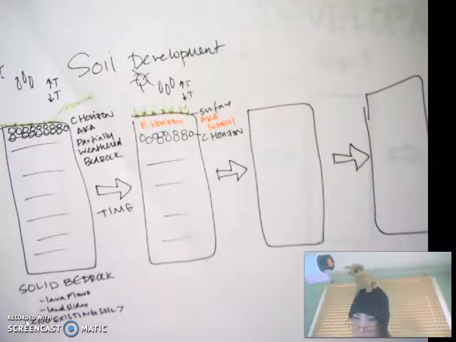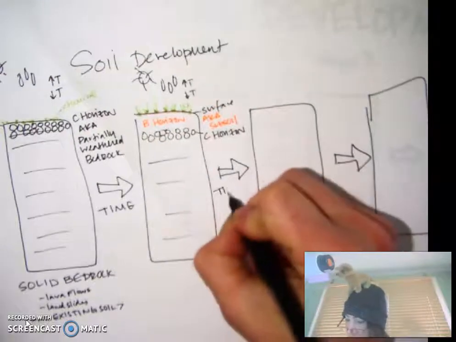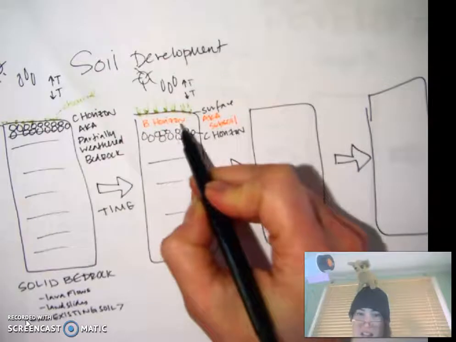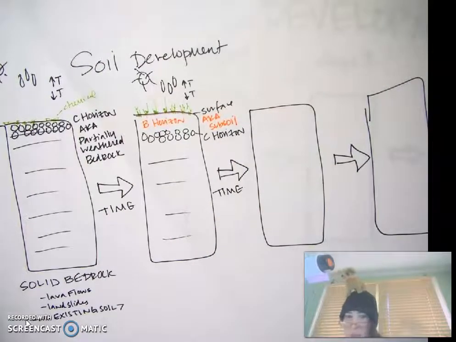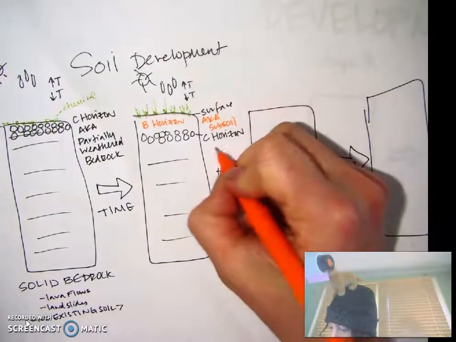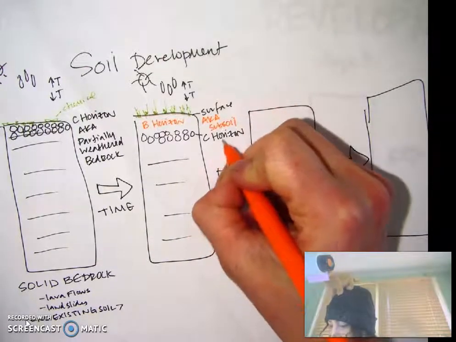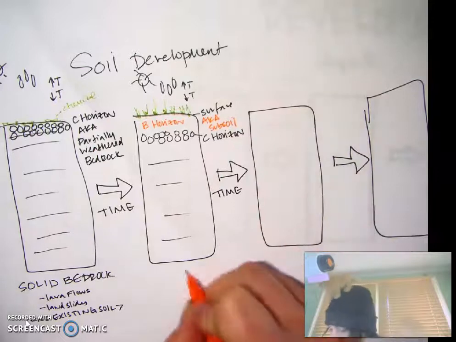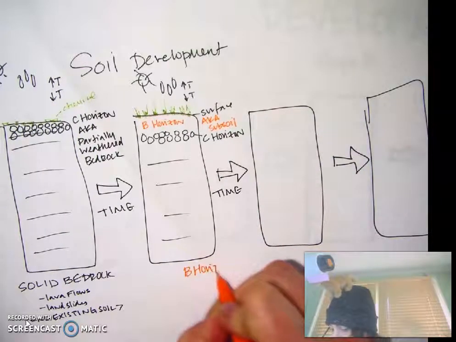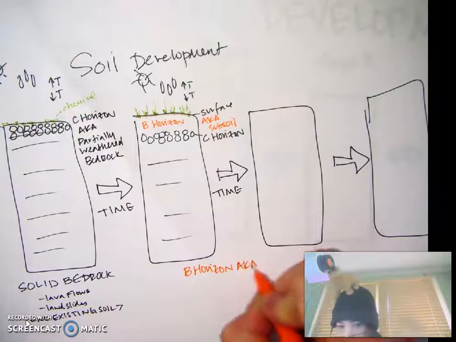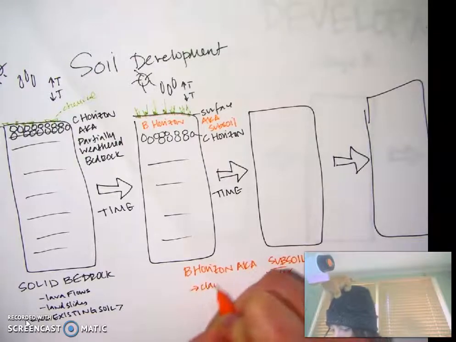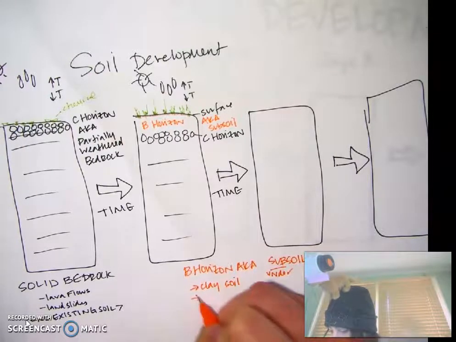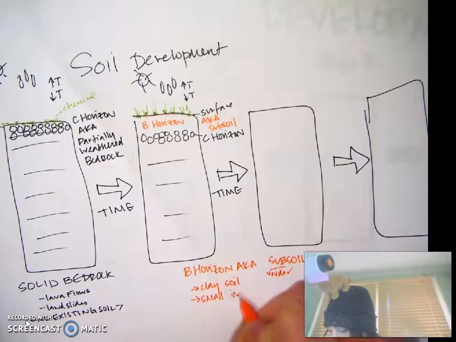And of course, remember that this arrow means time. So where we left off, we had nice B horizon soils that had formed. Now, B horizon soils are also known as clay soils. So down here, I'll make some notes. B horizon, also known as subsoil because sub means under, right? These are clay soils. So they're very small in size.